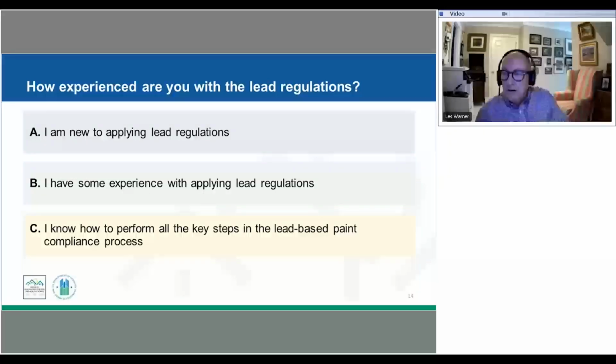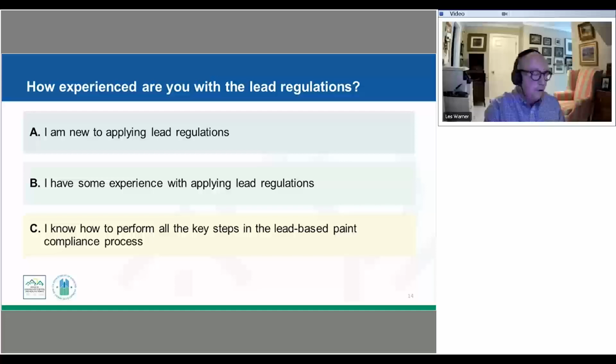All right, so kind of what we would expect, we've got really a mix in participants today. We've got almost equal amounts of folks that are saying that they're new to applying the lead regs versus folks that have some level of experience. We've got some folks that have quite a bit of experience in this, which can be a helpful refresher for folks. So, we're going to be covering the basics, and folks that are new to this will be able to be brought up to speed.